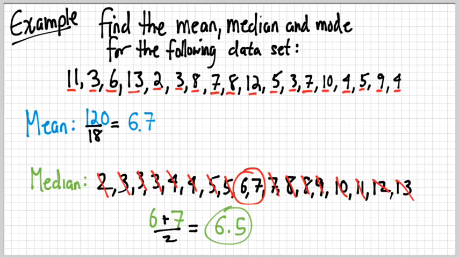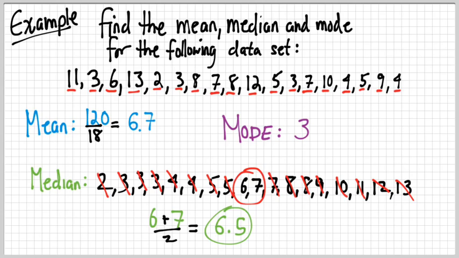Okay, how about the mode? Well, there were 3 3s and there were only as many as 2 of anything else. So the mode is 3. Okay, that's the number there's the most of. It's the most common value. There's 3 of them, and there's not 3 of anything else, just 1 or 2 of everything else.